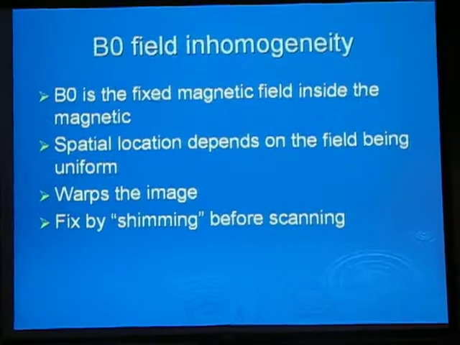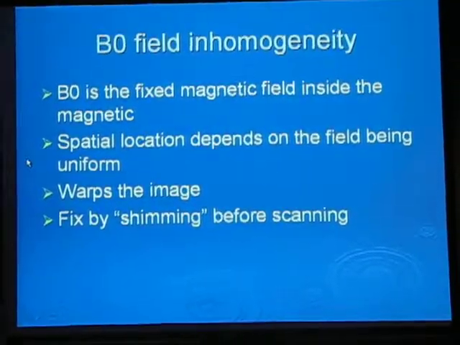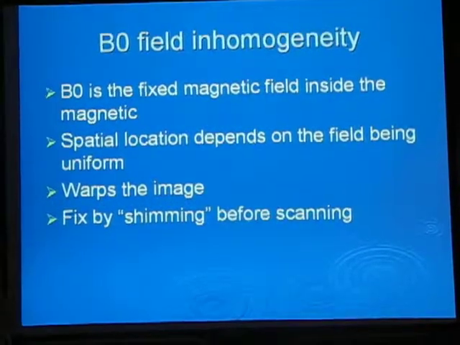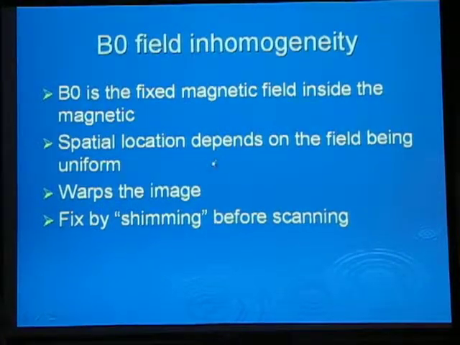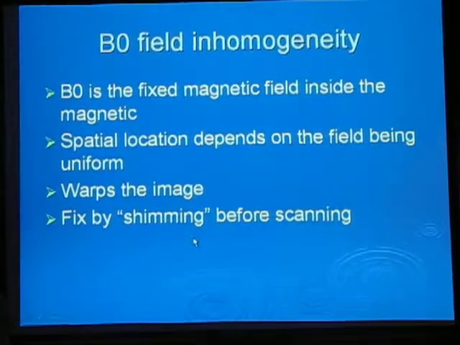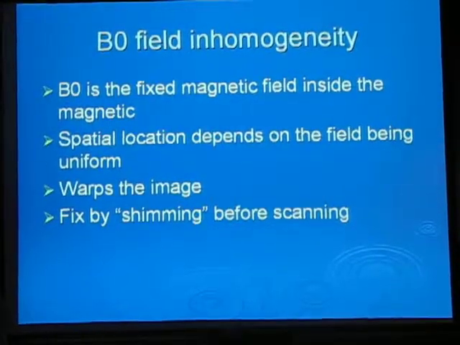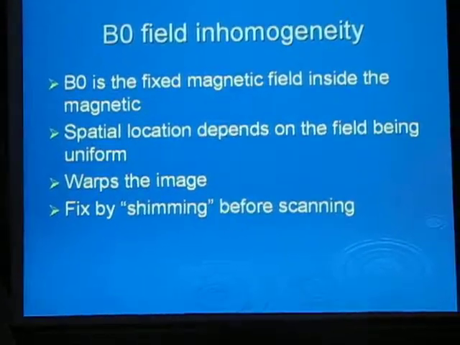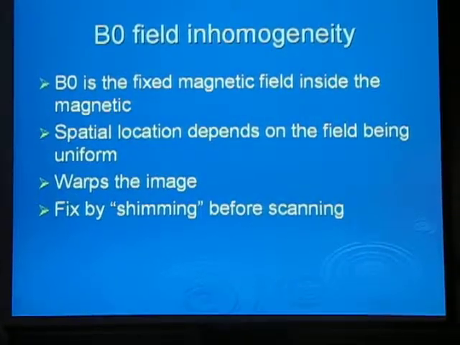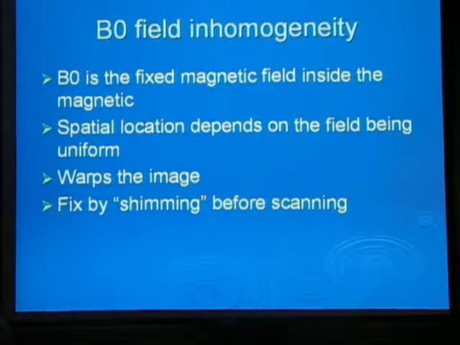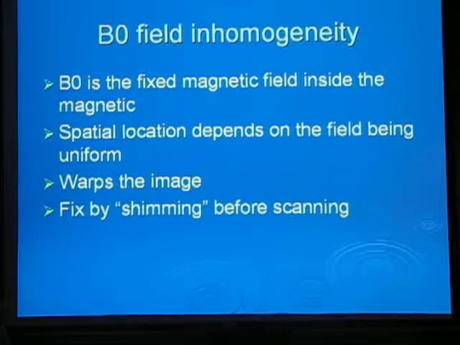image. So B0, again, is the name of the fixed magnetic field, the non-changing magnetic field, at 1.5 Tesla. Spatial localization depends on it being uniform, and non-uniformity will warp the image. Shimming is the act of adding and subtracting little bits of metal. Before a magnet is put into service, the field engineers go in there and shim it, adding little bits of metal to make the magnetic field uniform, just like the dynamic balancing of a wheel or a tire.